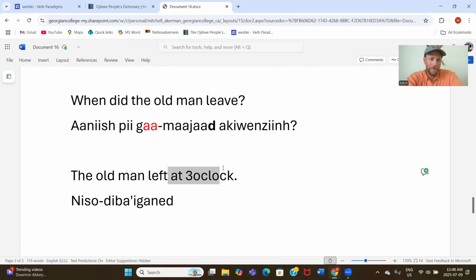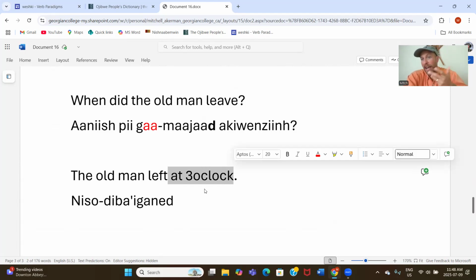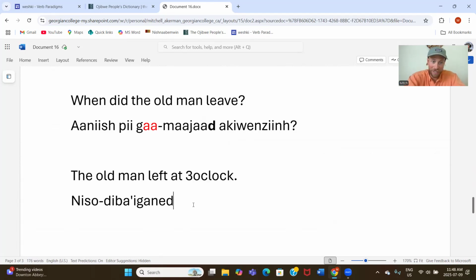At 3 is B form. It means like when it's 3 o'clock or as it's 3 o'clock. So what happens to niso diba iganet to put it into B form? Well, a VII ending in a D, you swap the D with a K, Debaiganek. Niso Debaiganek, at 3.